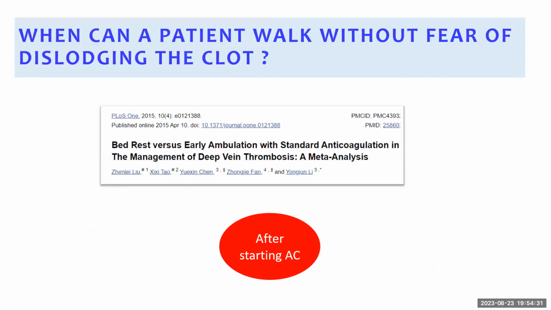Now, when can a patient walk without fear of dislodging the clot? This is a common scenario. Patients develop a DVT, and the question is, can we ambulate the patient? Studies have shown that you start the anticoagulation, and within 12 hours, the patient can be mobilized. The clot is not going to be dislodged by making the patient mobile. That is what has been shown in the studies. There's no increased risk of dislodgement of the clot and pulmonary embolism after DVT once you start anticoagulation, and it is safe to make the patient ambulate.